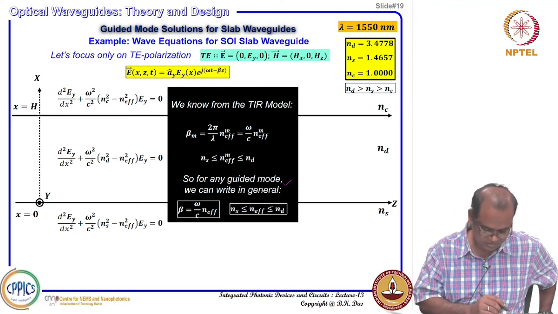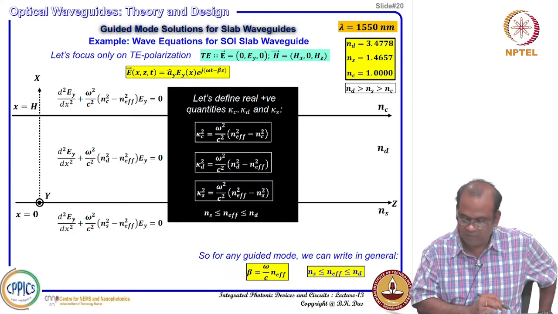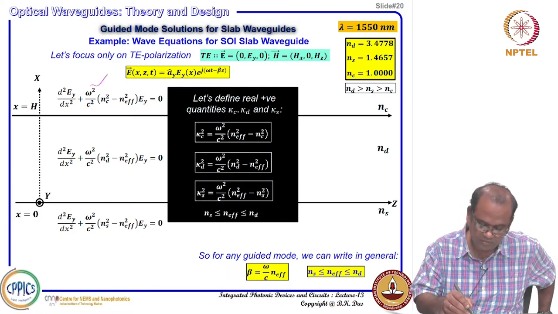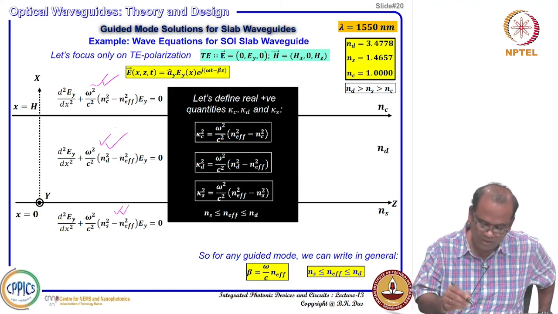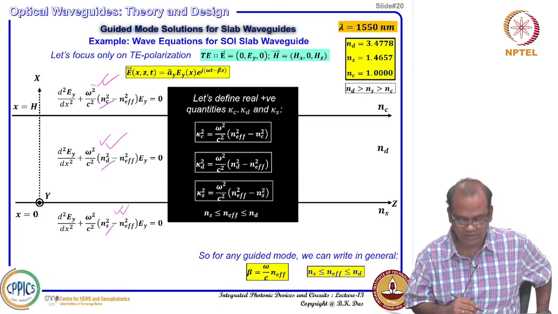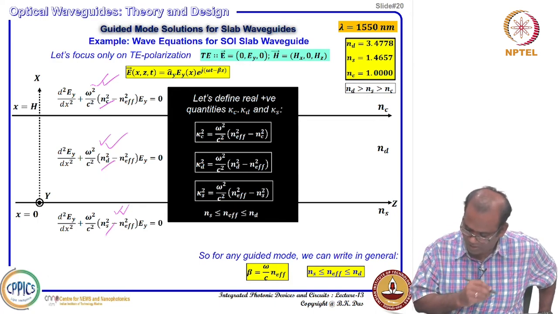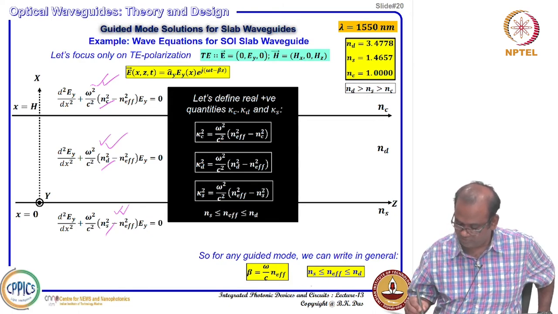Now let us define what we need to solve. I need to solve this equation and this equation. All are identical equations; the only difference is n c square, n d square, n s square in the three regions. But we know that this n effective is in between n d and n s.